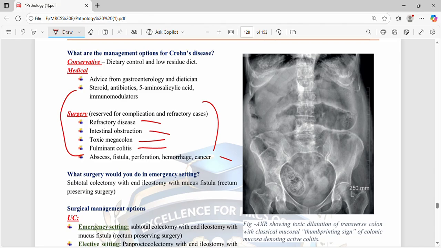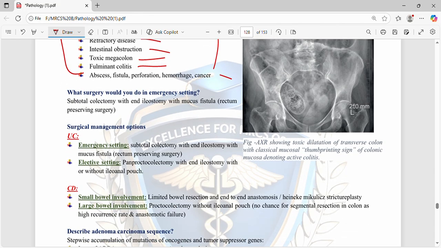What surgery would you do in an emergency setting? Subtotal colectomy with ileostomy with mucus fistula, rectum preserving surgery. Surgical management options for UC: in the emergency setting we do subtotal colectomy with ileostomy with mucus fistula, rectum preserving surgery, and in the elective setting we call it panproctocolectomy with ileostomy with the ileoanal pouch.